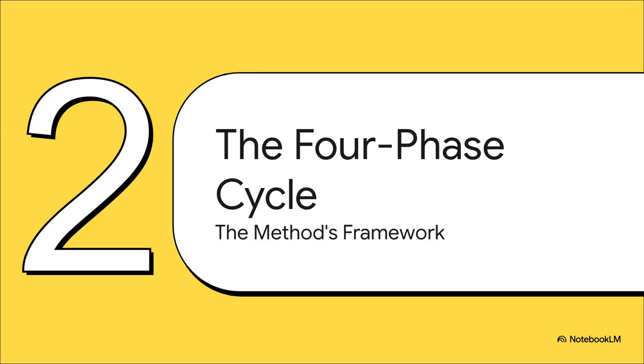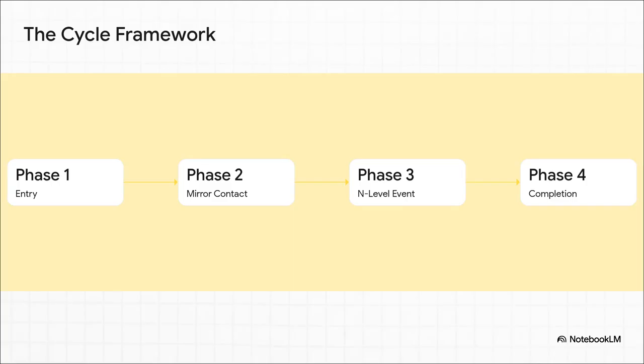Okay, so if it throws out all those traditional tools, what does it actually use? Well, the answer is its core framework, something called the four-phase cycle. Let's break down what that structure looks like. The whole process is mapped out in these four distinct phases. It all kicks off with Phase 1, which is the entry. After that, the model looks for specific events to happen, like something called mirror contact and an N-level event. And finally, the whole thing wraps up with Phase 4, which is completion. You can think of this sequence as the DNA of the entire analysis.